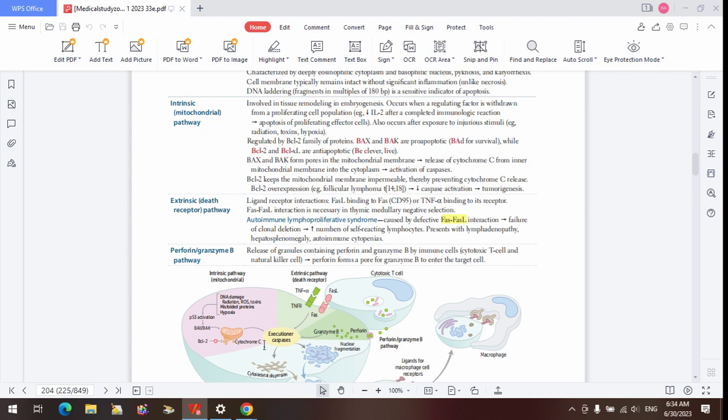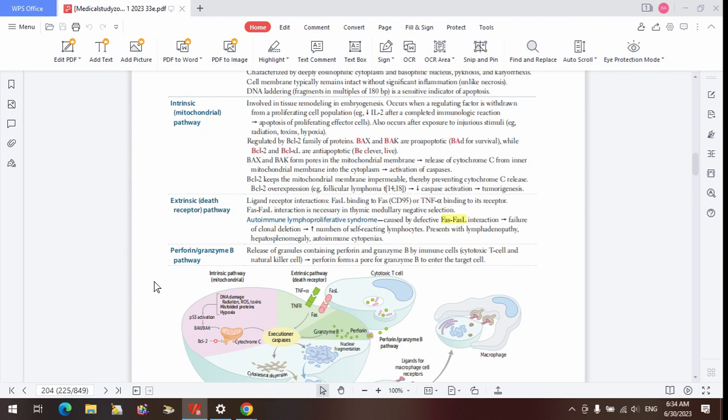Then the last pathway is the perforin granzyme B pathway. The perforin granzyme B pathway is utilized majorly by the cytotoxic T cells and the natural killer cells to take care of their own cells that they want to kill off, which could be virally infected cells or cancerous cells or tumor cells.